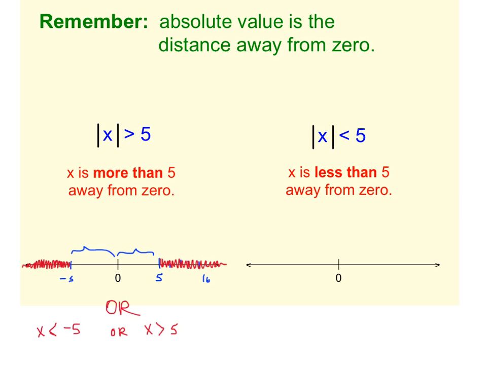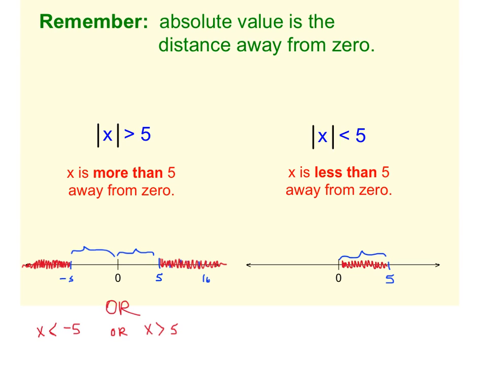All right, so what happens if it says that x is less than 5 away from 0? So same idea. I want to figure out, well, if I'm 5 away from 0, that puts me right there. But I want those distances to be less than 5. So right now it's exactly 5. I can move into 4, 3, 2, 1. All of these distances right here are less than 5 away from 0.